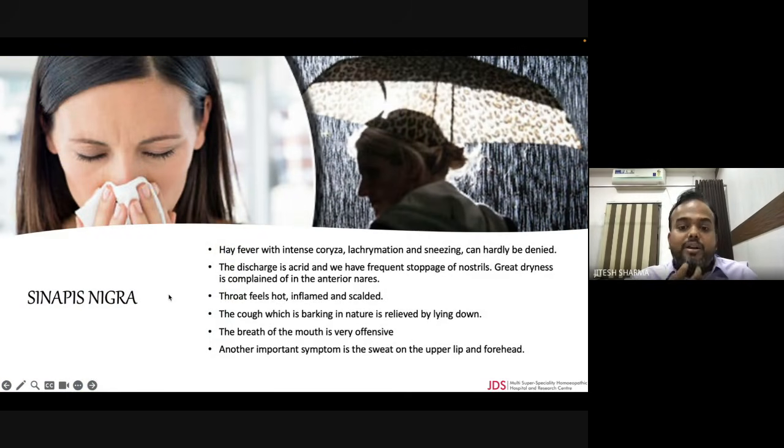The throat feels hot, inflamed, scalded. The cough is barking in nature, which is relieved by lying down. Breath of the mouth is very offensive. Another important symptom is sweat on the upper lip and forehead. The discharge is acrid, and we have frequent stoppage of the nostrils and great dryness in the anterior nares.